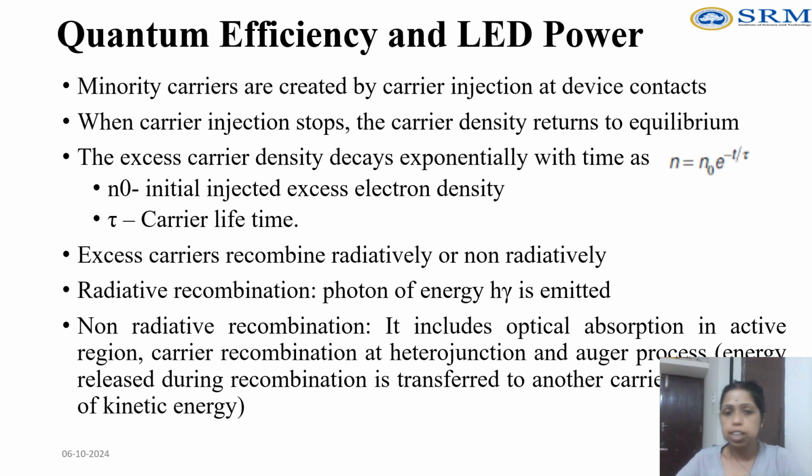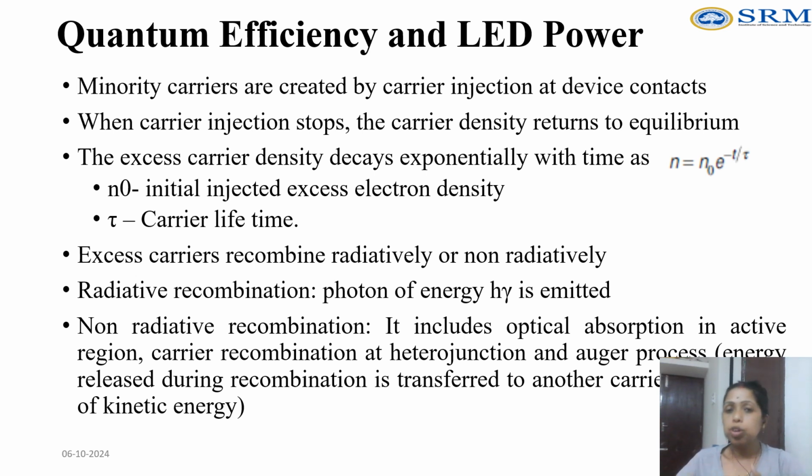You need to inject the electron and the hole. The electron and hole should recombine, which will produce the photon. So quantum efficiency means how many electrons and holes are injected. Suppose you have injected 100 electrons and holes. If from those 100 electrons and holes, 100 photons are produced, then your efficiency will be high.